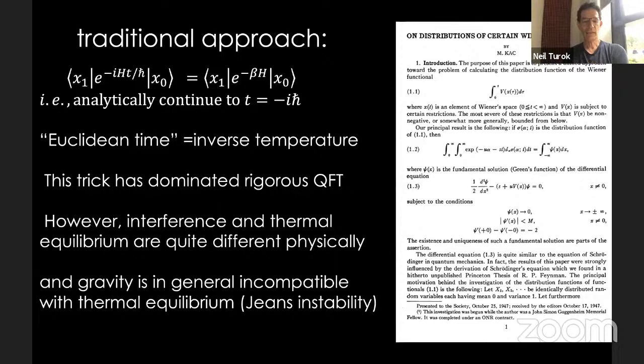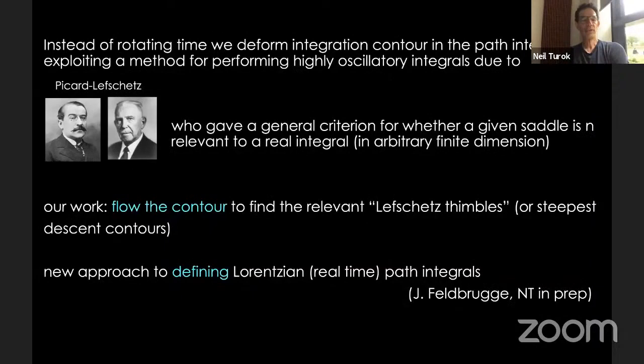And of course, gravity is in general incompatible with thermal equilibrium, which is why the universe isn't static, due to what's known as the Jeans instability. So this trick is particularly inappropriate for gravity. In spite of that, it is what is used everywhere. So what I'm going to describe is a different way of defining the path integral.